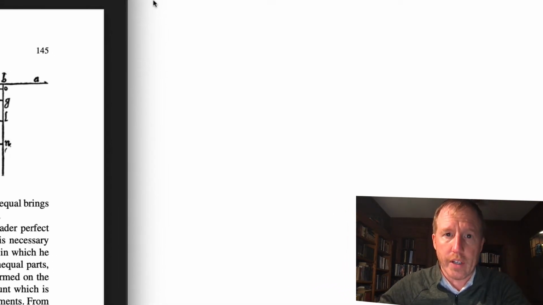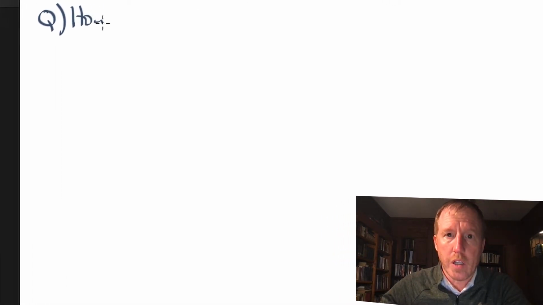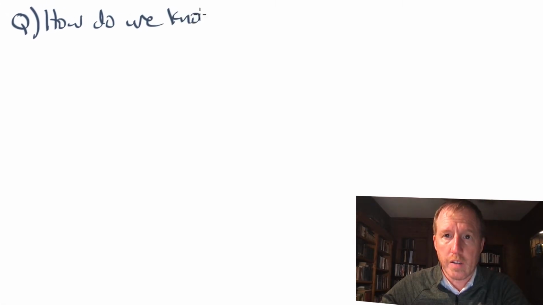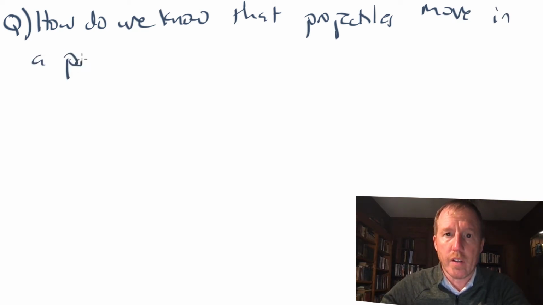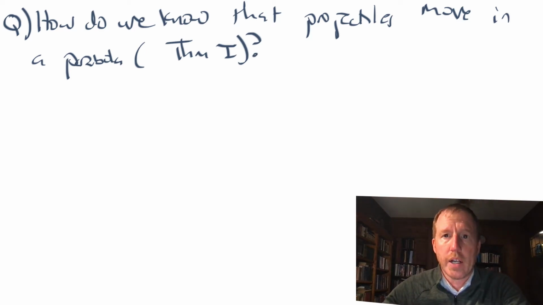So the question that we're asking here is, how do we know that a projectile moves in a parabola, as he was claiming in Theorem 1 on the previous page? It's clear, and he says this earlier, that they move in a curved motion, but saying it moves in a parabola is a specific kind of curve with a particular mathematical form. And he reminded us of what the parabolic form was.